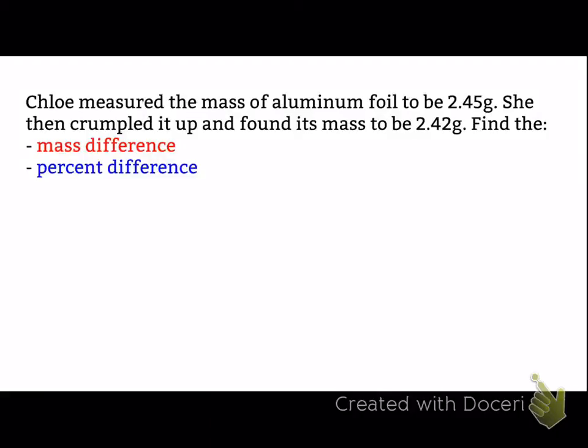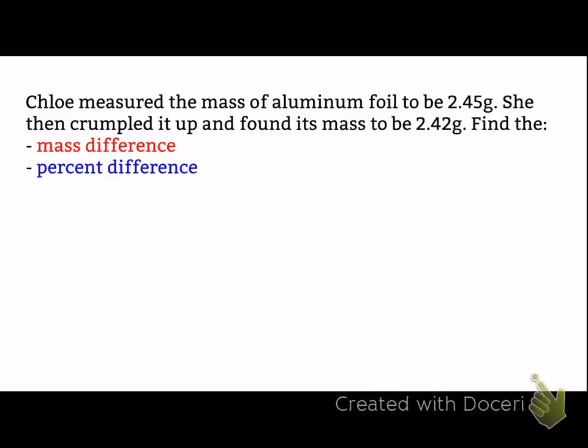Chloe measured the mass of aluminum foil to be 2.45 grams. She then crumpled it up and found its mass to be 2.42 grams. So first I want you guys to find the mass difference and then percent difference. So let's do the mass difference first.